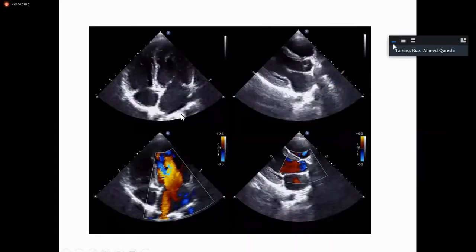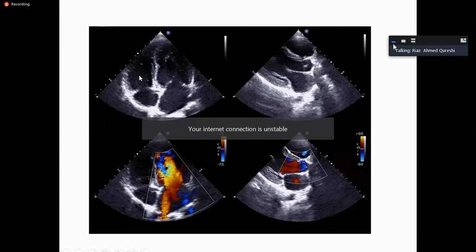When we place the probe at the parasternal window, we get the parasternal view, and we can also get an apical window. In the apical window, we can easily see all four chambers: left ventricle, right ventricle, left atrium, and right atrium.